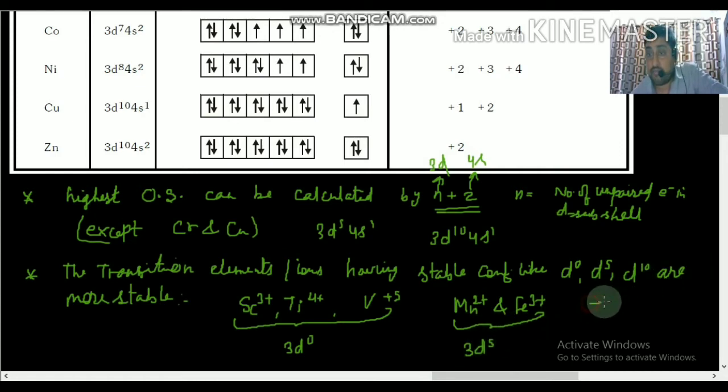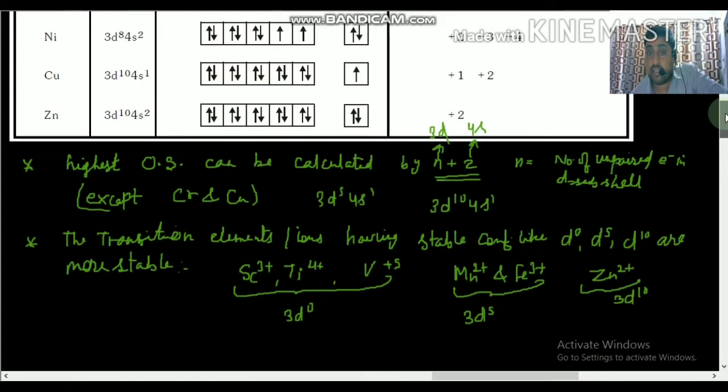Similarly, Zn2+ is more stable. For mercury and for cadmium, the 2+ states are very much stable. Why? Because they contain 3d10, that is the completely filled electronic configuration. So wherever you find d0, d5 or d10, those oxidation states are the most stable for that particular element.